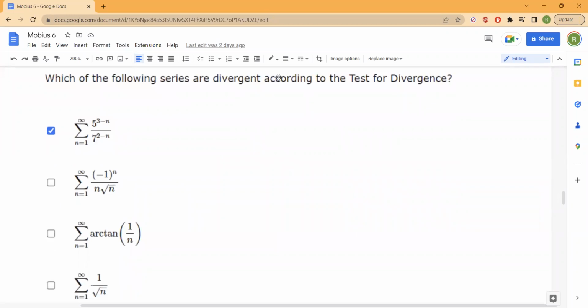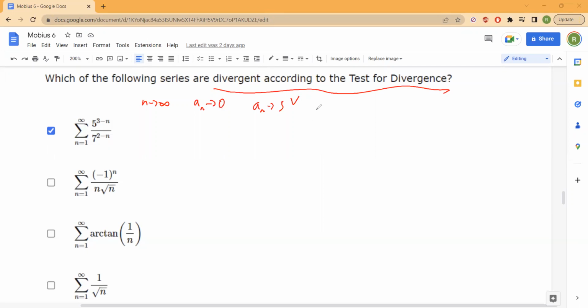Okay, which of the following series are divergent according to the test for divergence? The test for divergence is what we discussed in the beginning, where you see if your a_n is approaching 0 as n approaches infinity. If a_n does not approach 0 as n approaches infinity, then you know for sure that your series is divergent. So if a_n approaches 5, then you know it's divergent.